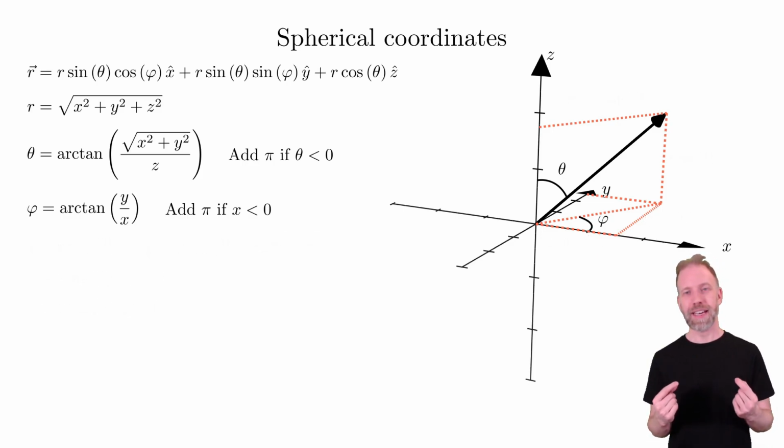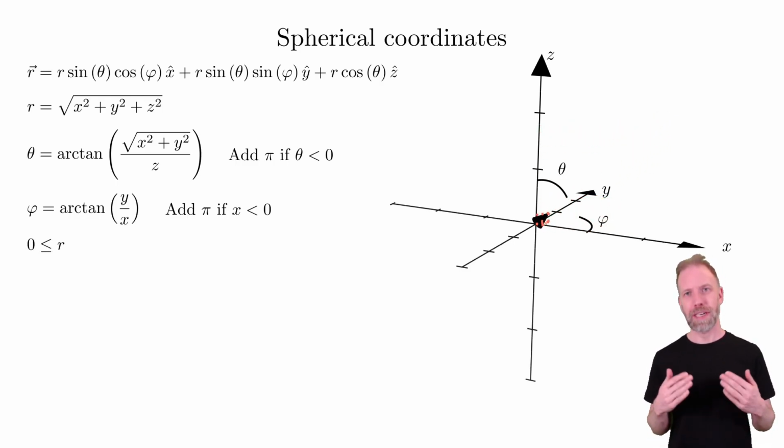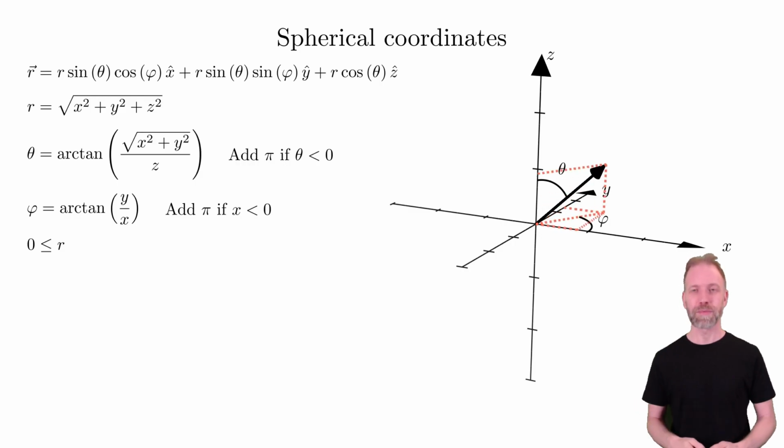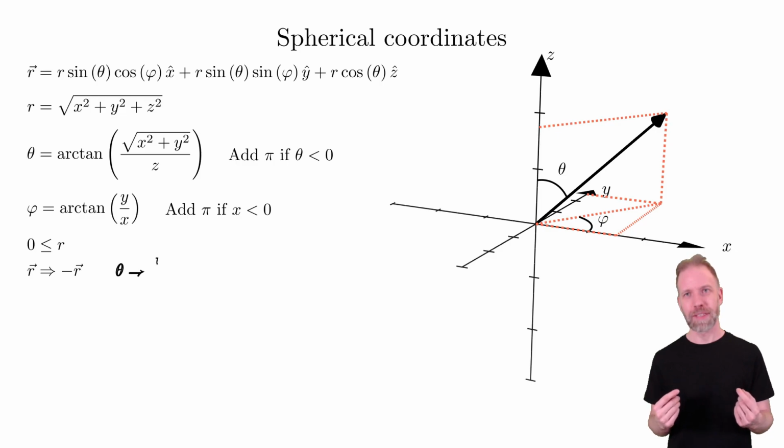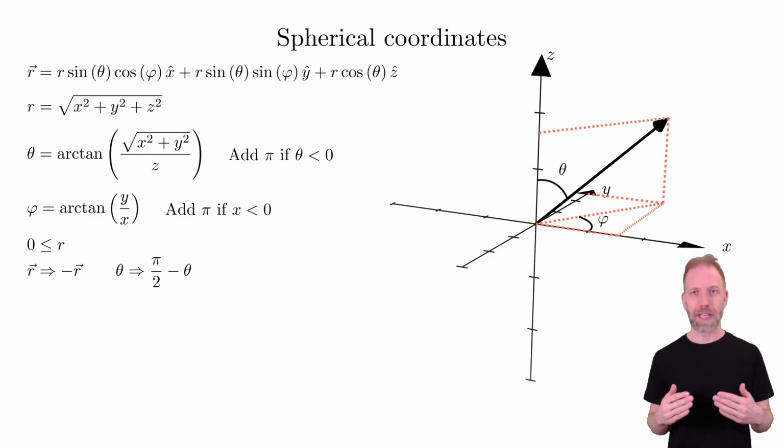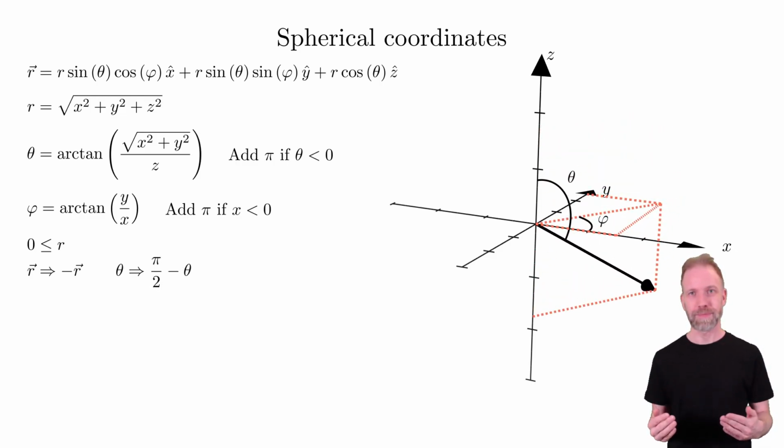We should also discuss the limits to the values. R is the length of the position vector and should be larger or equal to 0. If you want to create the negative vector, simply replace theta with pi over 2 minus theta, and then add pi to the angle phi.